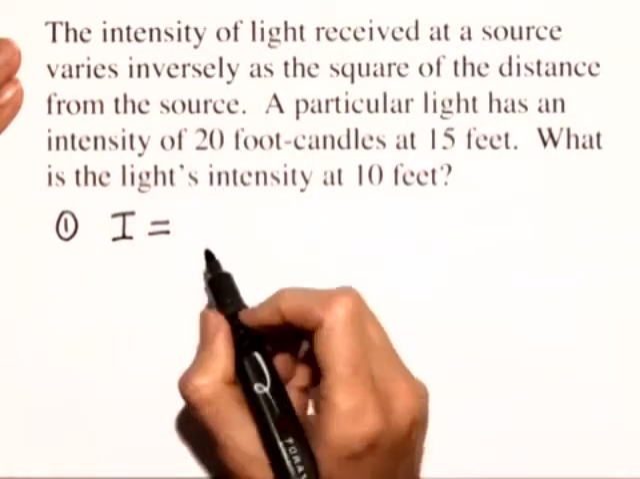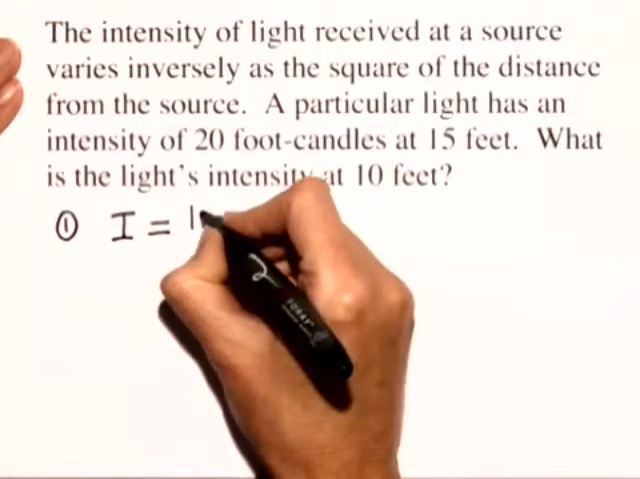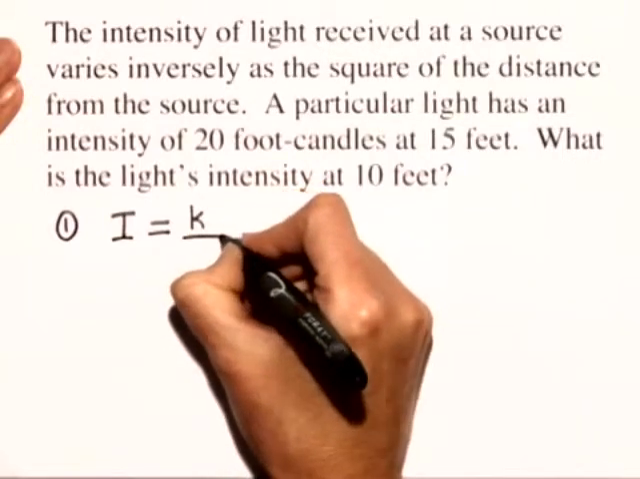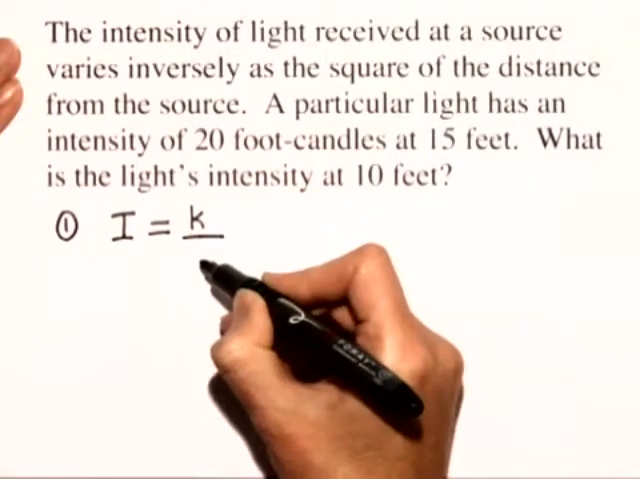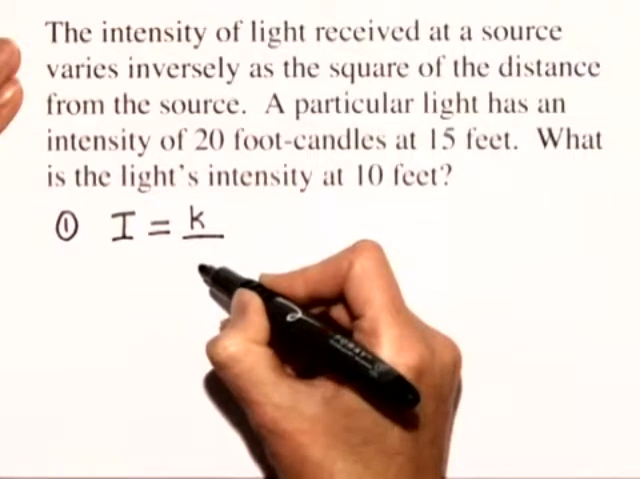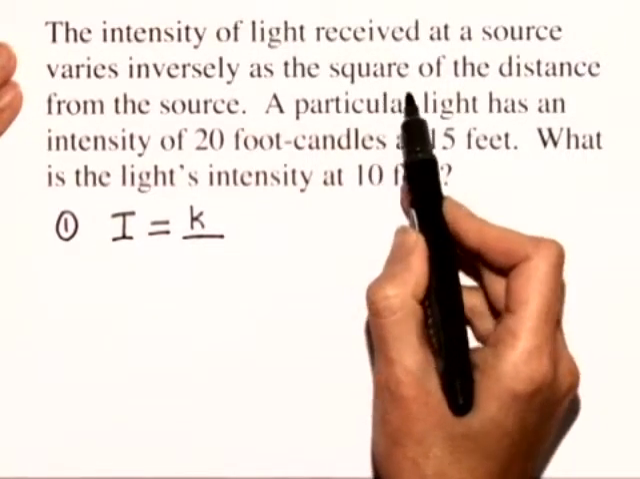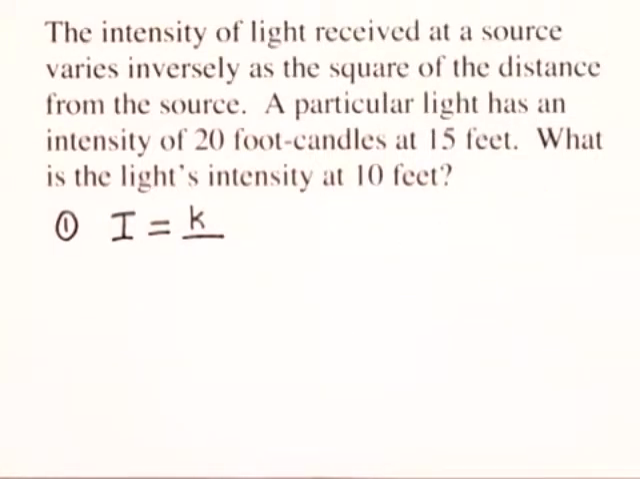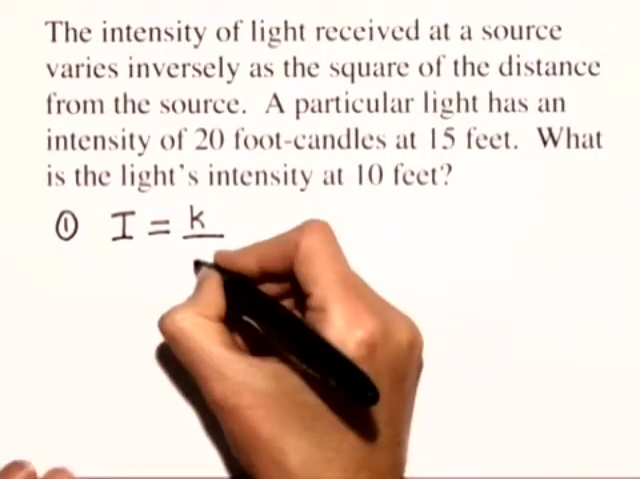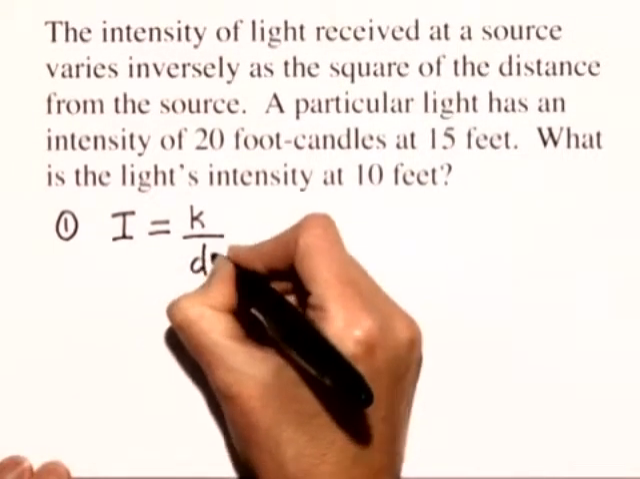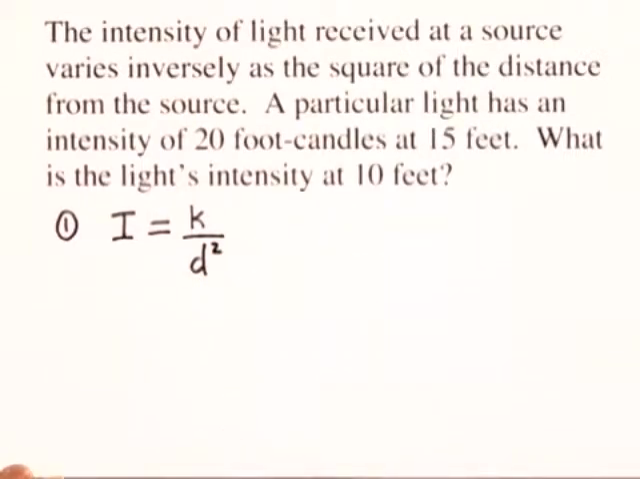When we have inverse variation, we put our constant k in the numerator, and whatever it's inversely varying with, we put down in the denominator. So it varies inversely as the square of the distance. So that's just distance squared. So we'll write d for distance, and we need to square that. So in step 1, we have our formula. I is equal to some constant k over d squared.